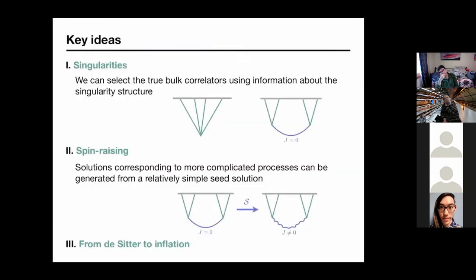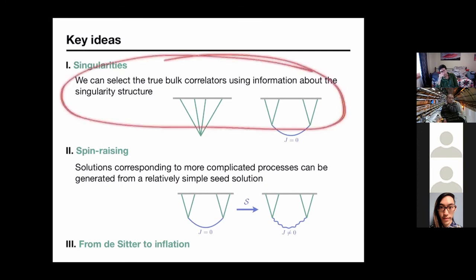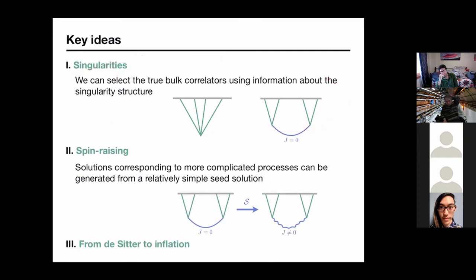Okay. And so there are 3 key ideas in order to extract the bulk de Sitter dynamics that I'm interested in from this differential equation. So the first one is that I can use the information that I know about what singularities this object should have in order to select the solution to this differential equation that has the properties I want. So I can either find something that corresponds to a bulk contact interaction, or I can select the solution corresponding to the bulk exchange of a massive particle by demanding that it has the correct singularity structure.